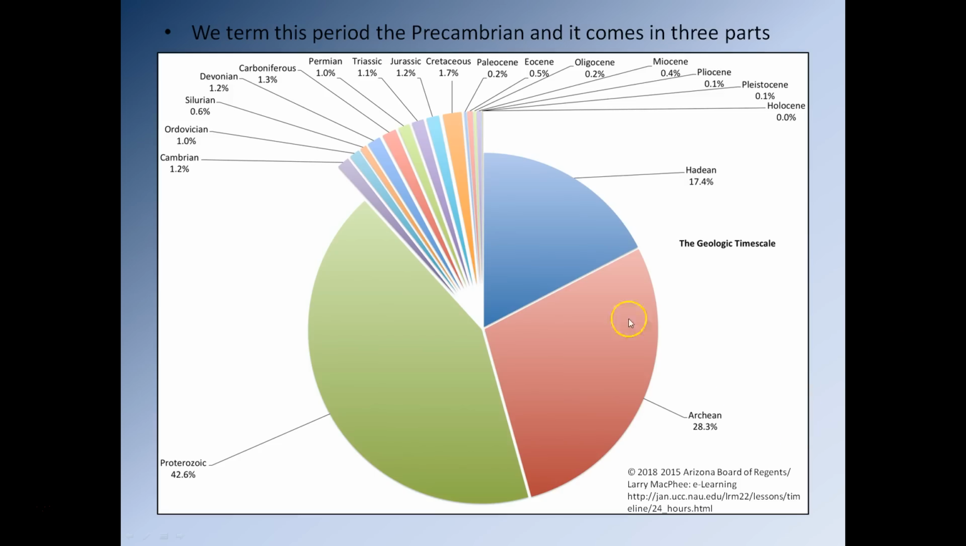So if we look at the Precambrian, we can see it makes up these three rather large segments here. So we have the Hadean, which is about 17.4% of all geologic time, the Archean, 28.3%, and the Proterozoic, 42.6%. Then compare it to the other periods of Earth history, which you can see account for approximately 1% of geologic time each. So we can quite clearly see that the Precambrian makes up a very significant portion of all geologic time on Earth.